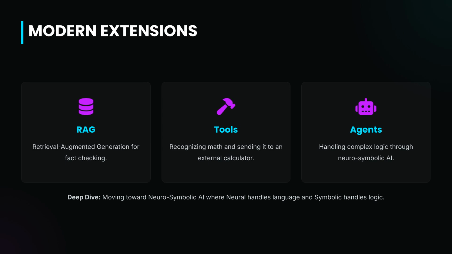Modern extensions improve LLMs. Retrieval Augmented Generation, or RAG, adds fact-checking. Tools allow the model to recognize math and send it to an external calculator. Agents handle complex logic, moving toward neurosymbolic AI, where neural networks handle language, and symbolic AI handles logic.